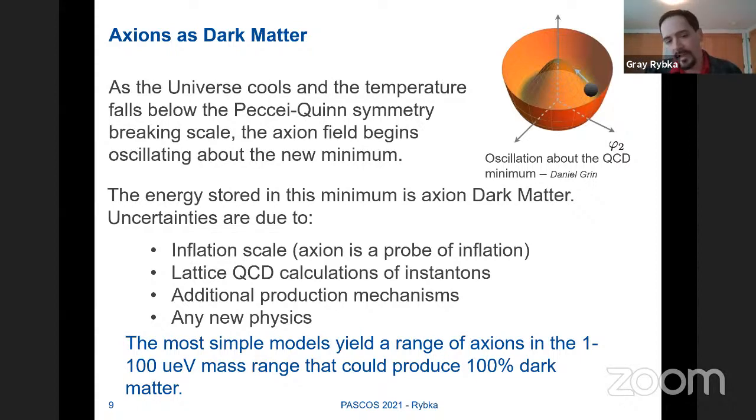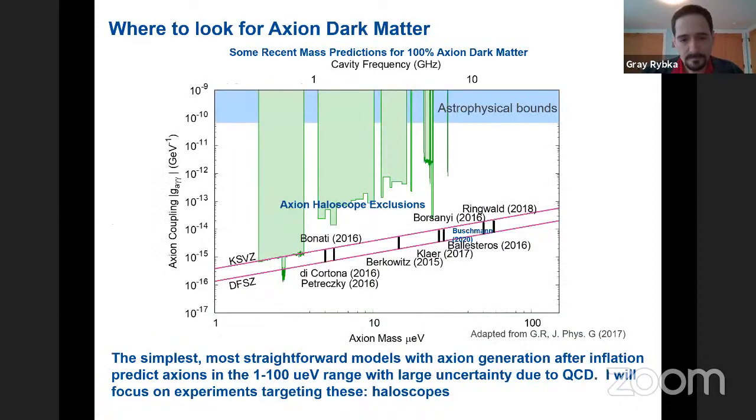And it has a lot to do with lattice QCD calculations. It has to do with whether things happen exactly before and after the inflation scale. And of course, if you add new physics, you can change everything. But in general, the place to start is kind of the 1 to 100 micro eV range. And that's where it's pretty straightforward to make cosmological models where all of your dark matter is made out of axions that are made in this misalignment mechanism.